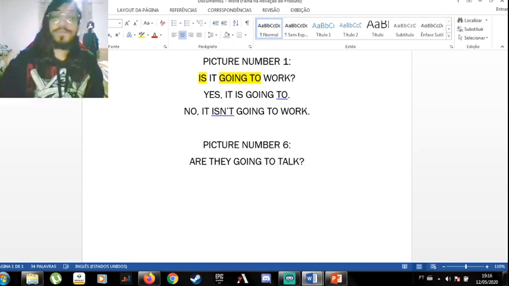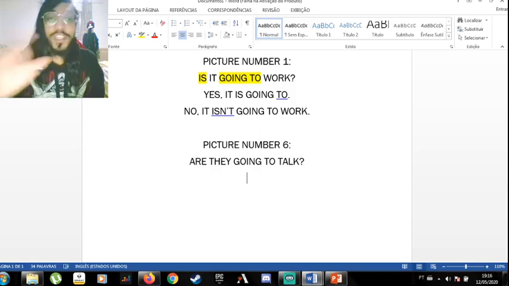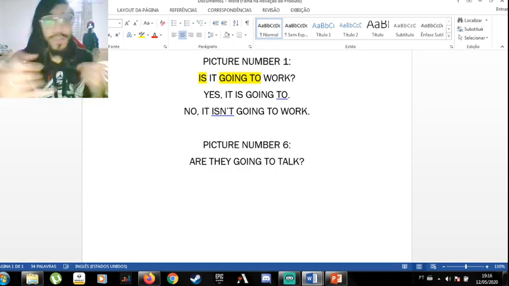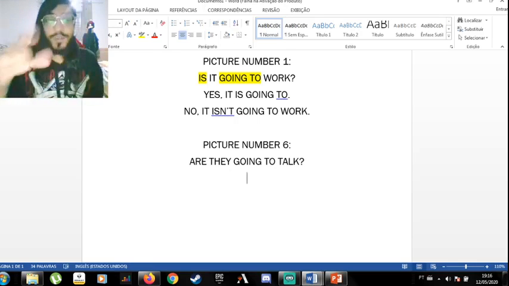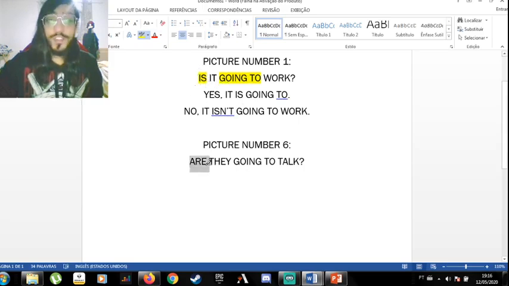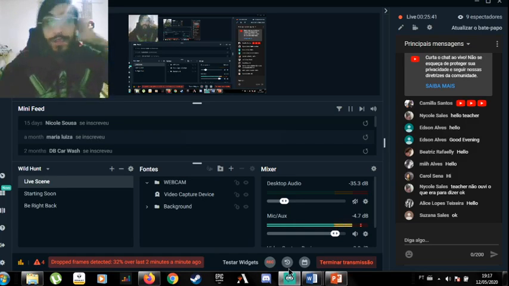Okay, students. Every time we need to ask a question in English using the going to, we need to use the elements is or are, the are and the is element before the person we are talking about, as you can see in both cases. Just to remember, I think it's not a problem for you because you demonstrate that you master this subject. Okay, but if you have some doubt, you can ask me on the chat.